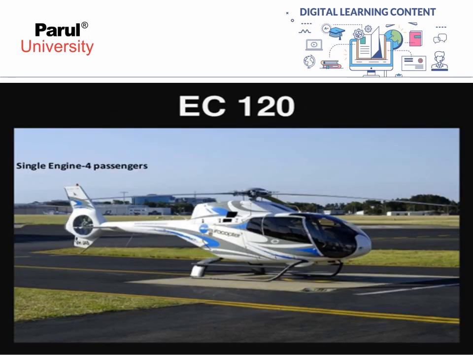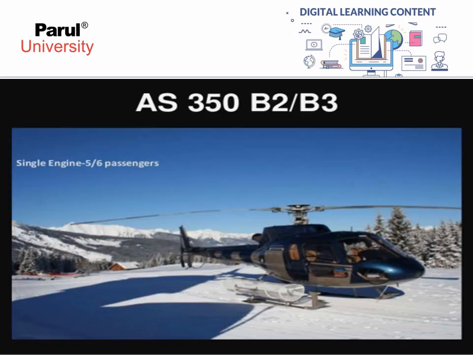Now the EC-120 helicopter: in this type we can see a single engine, 4 passenger helicopter, right? In this type of helicopter, crew capacity is 4. Next is the AS-350 B2 B3, a single engine helicopter with 5 to 6 passengers sitting in this type of helicopter.